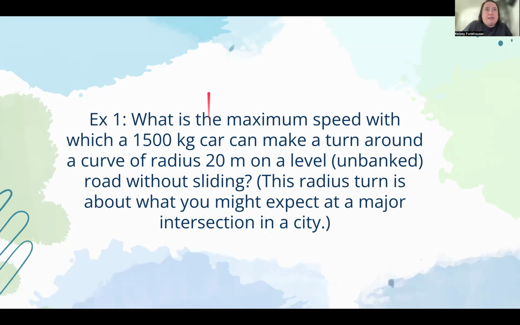So let's do this example. I guess I'll read it first. What is the maximum speed with which a 1,500-kilogram car can make a turn around a curve of radius 20 meters on level or unbanked road without sliding? And this is typical for a major city intersection, when you're just making a right turn.